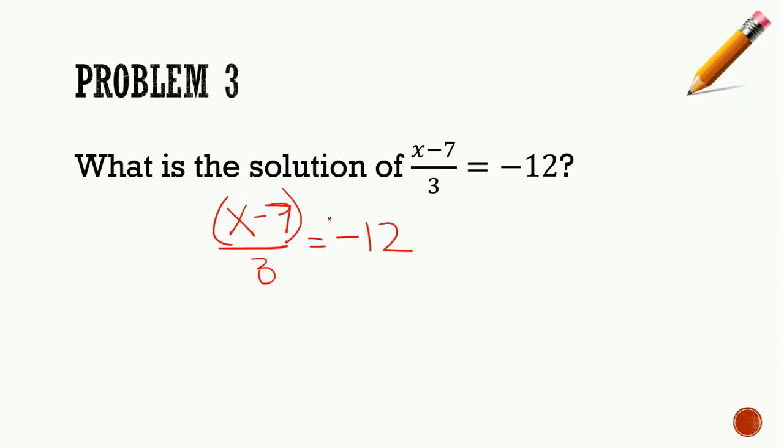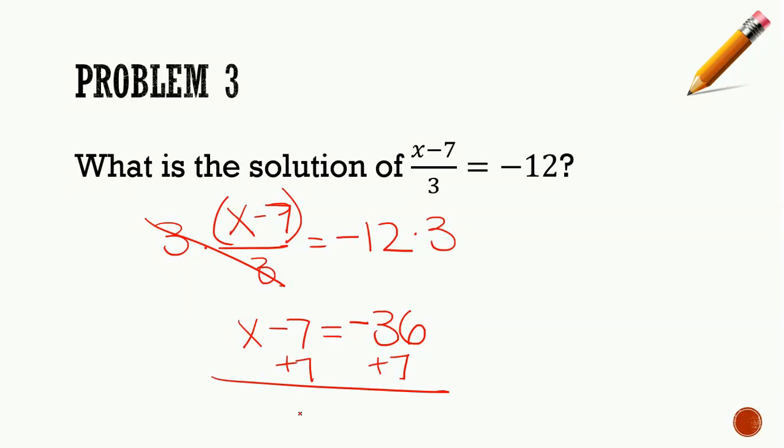To undo division by 3, we have to multiply by 3. Okay? Those cancel out. I'm going to be left with x minus 7 equals negative 12 times 3. That's negative 36. See, now I can actually attack that negative 7. I'm subtracting 7, so I have to add 7 now. So x equals negative 36 plus 7. That's negative 29. That should be my final answer there.